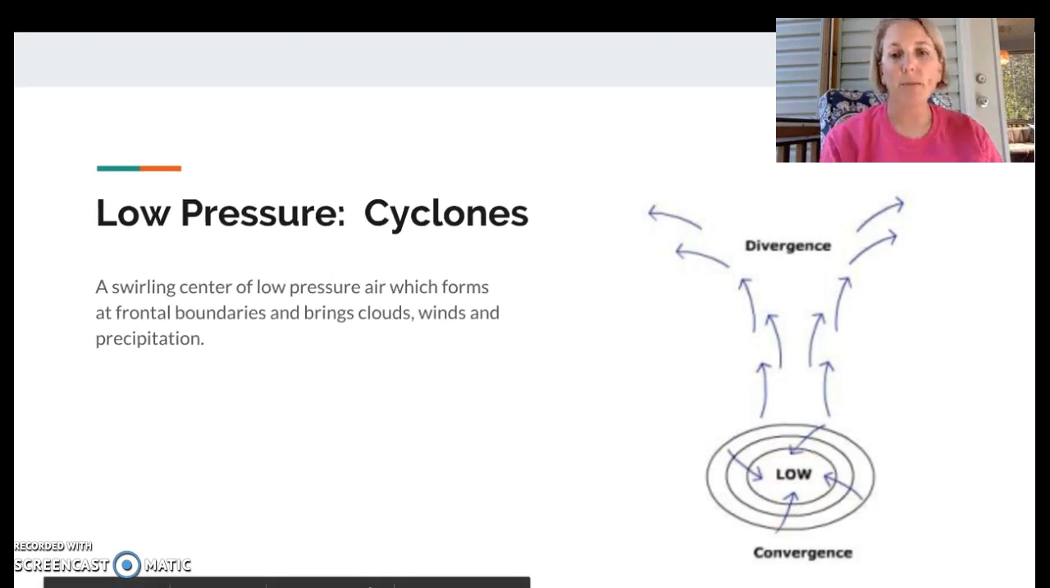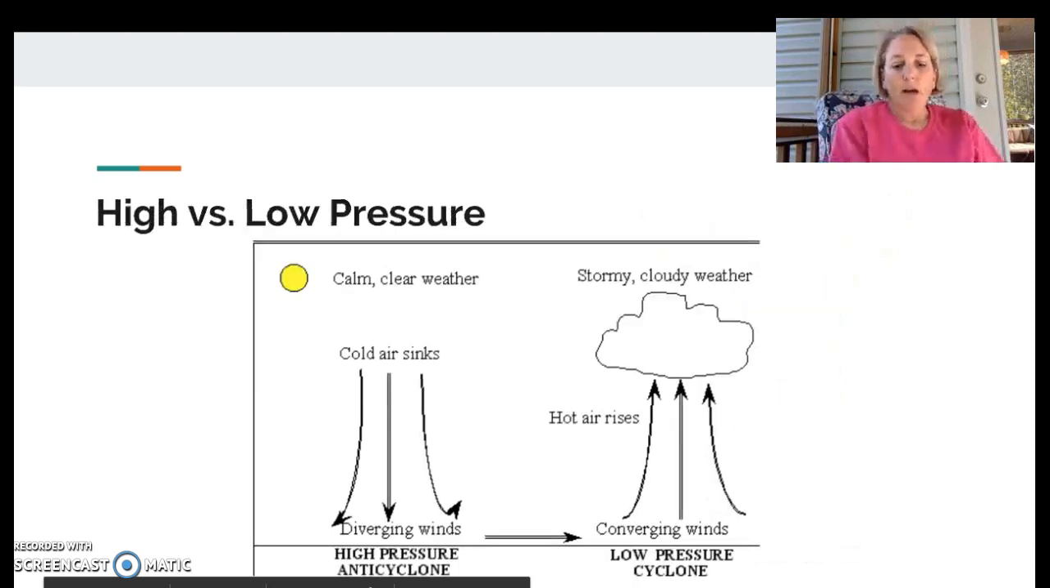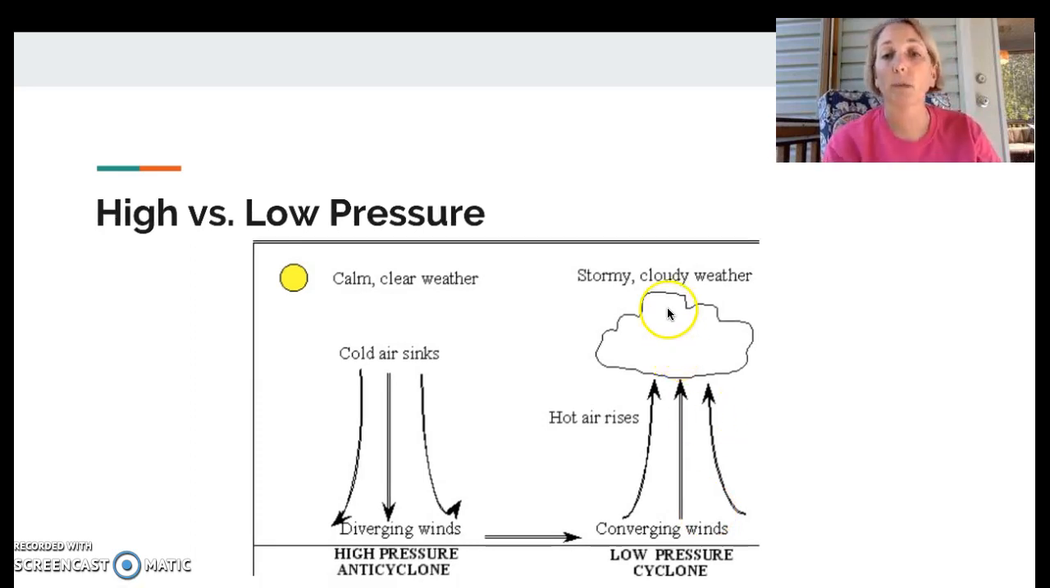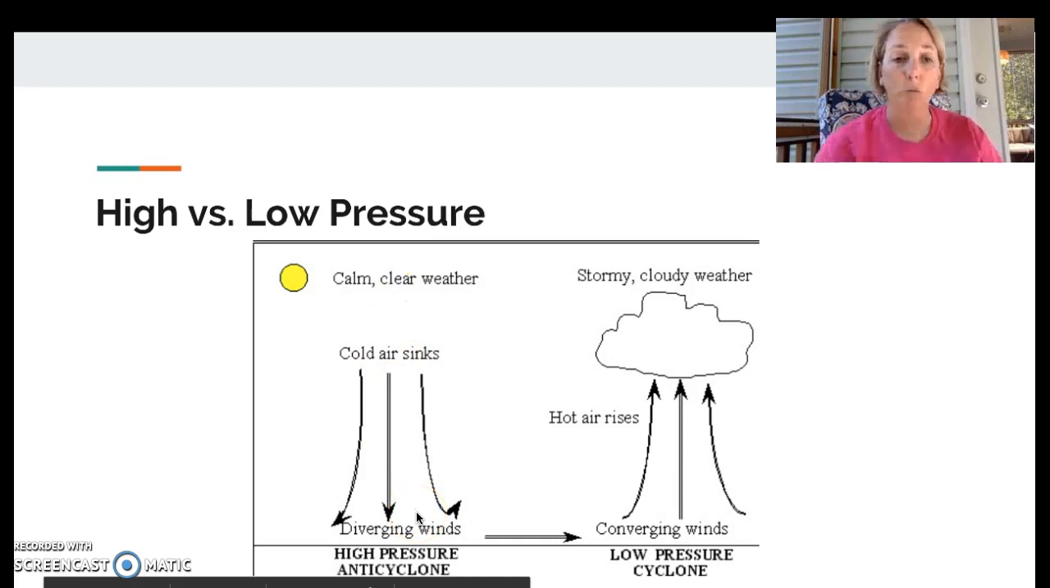Okay, if we were to show this side by side, what it looks like, for a high pressure system, cold air sinks and the winds diverge out. All right, in a low pressure system, converging winds come in and push that air up, which creates stormy, cloudy weather. Okay, so clear, calm weather for high pressure because the cold air is sinking in, causing winds to be lower to the surface, whereas low pressure, winds are coming in and being pushed up, causing cloudy, stormy conditions.